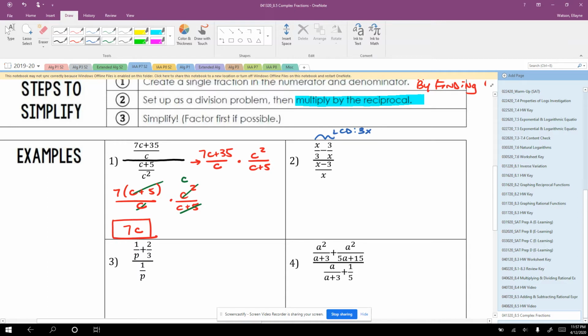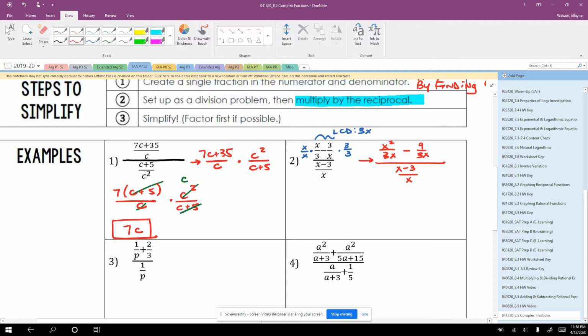So the first term is missing an x, so I'm going to multiply this by x over x. The second term is missing a 3, so I'm going to multiply this by 3 over 3. Okay, and there's nothing to do on the bottom because the bottom is already a single fraction. So when I do that, I'm going to get, sorry, I'm skipping ahead, x squared over 3x minus 9 over 3x. And then the bottom stays the same, x minus 3 over x.